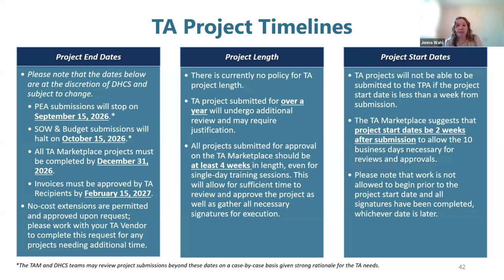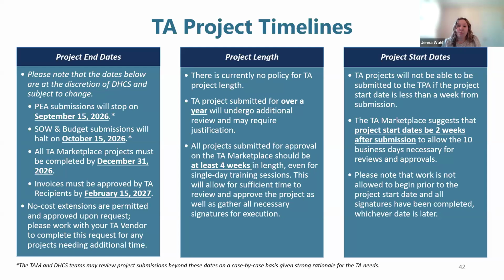And then project start dates. So just noting that TA projects cannot begin until the project is approved by both the TPA and DHCS, and it must also be signed by the TA vendor and TA recipient. So whichever date is later of that signature or the actual project start date that has been submitted as part of that scope of work and budget.